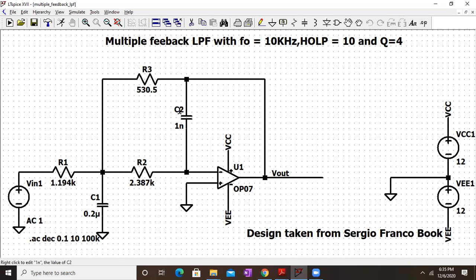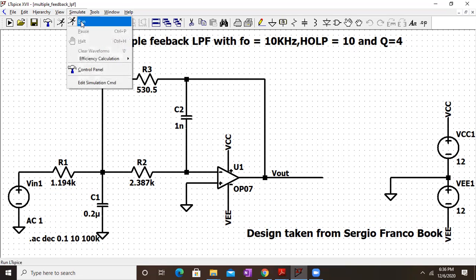With these values, you will surely get an F naught of 10K and HOLP of 10. That will be a gain of 20 dB and a quality factor of 4. So let's try it out.